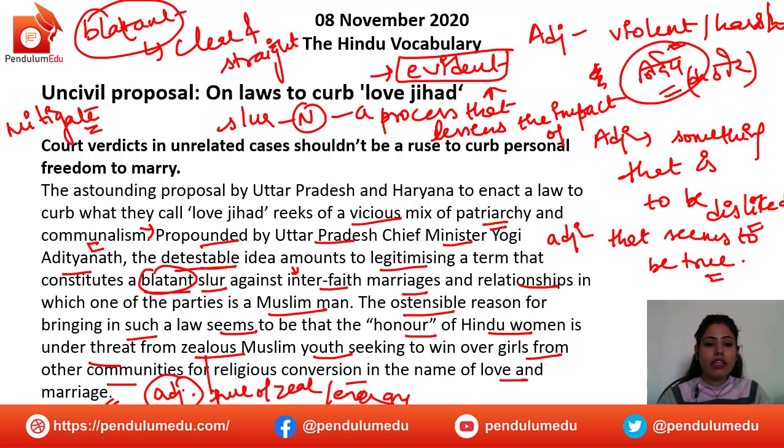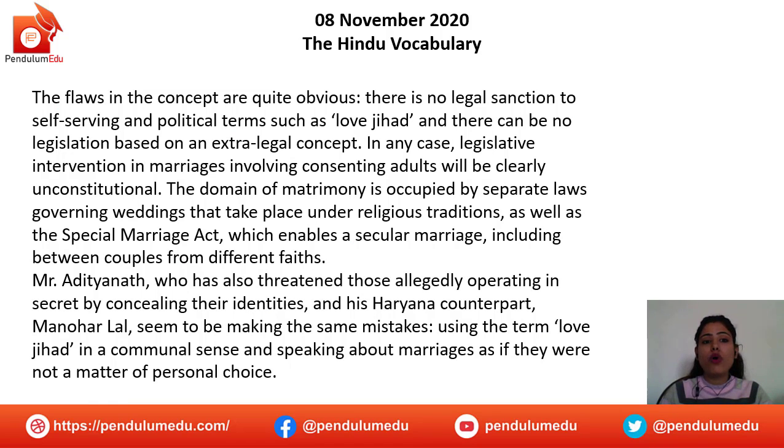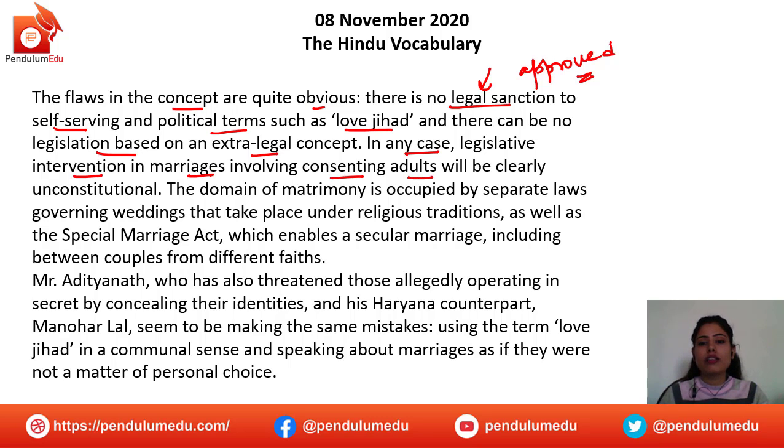So moving ahead, the writer says the flaws in the concept are quite obvious. There is no legal sanction to self-serving and political terms such as love jihad. There is no legal sanction. It has not been approved by the court, but it's just a term used. And there can be no legislation based on an extra legal concept. In any case, legislative intervention in marriages involving consenting adults will be clearly unconstitutional.